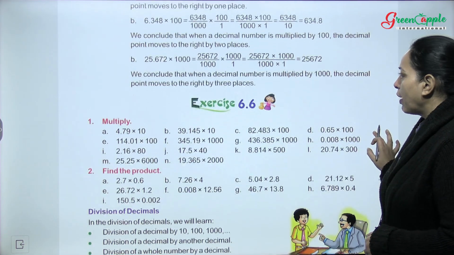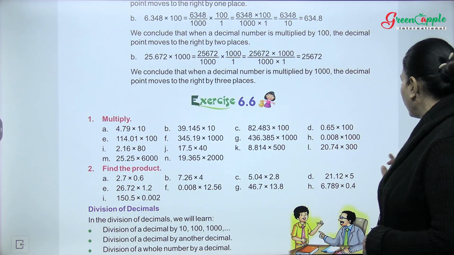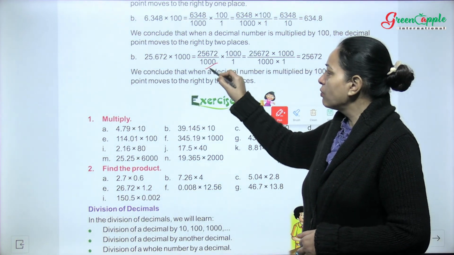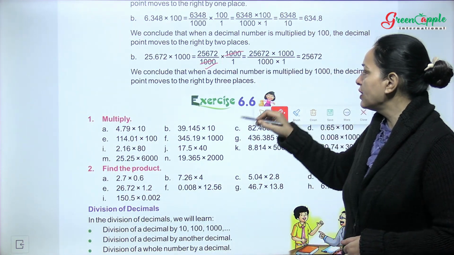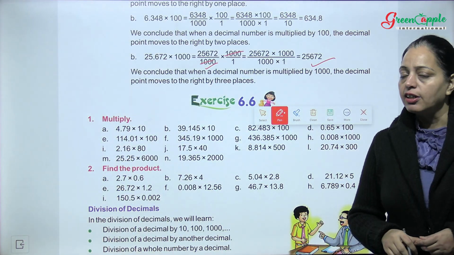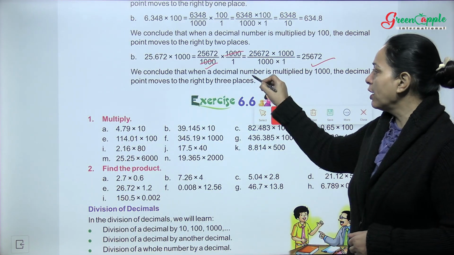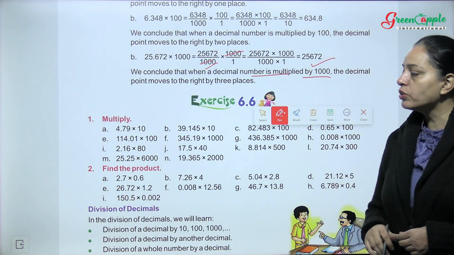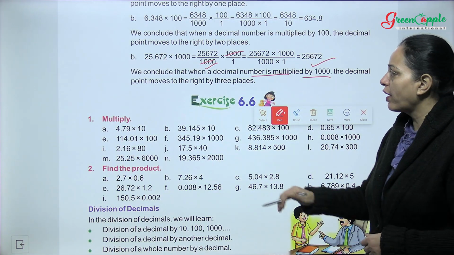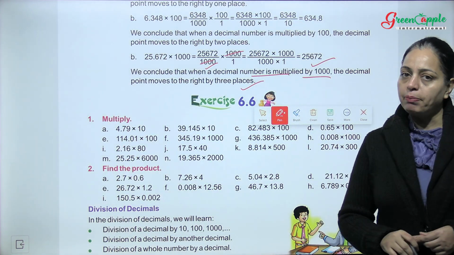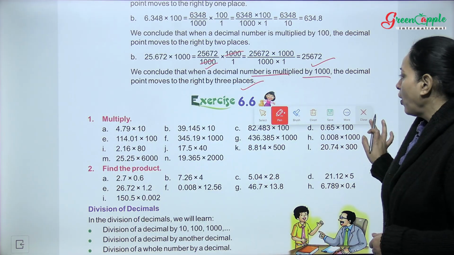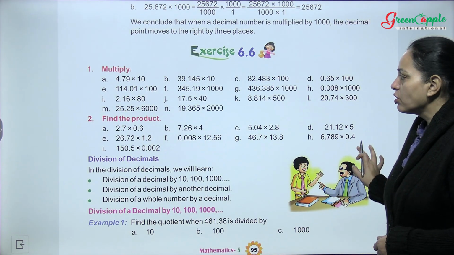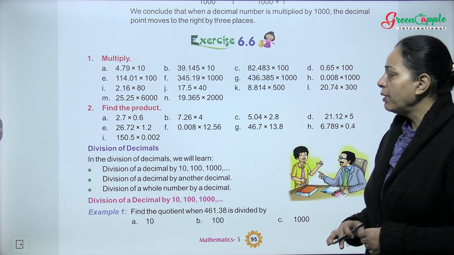Now the next, C part, 25.672 multiplied by 1000. Now here remove the decimal point. This 1000 cancels. This is the answer. So we conclude that when a decimal number is multiplied by 1000, the decimal point moves to the right by 3 places. So simple.